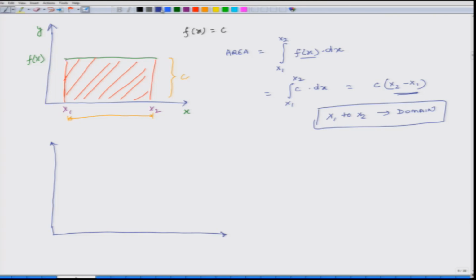So, now moving on and going back, I have another function f x. This is my y axis, x axis, but it is very complicated, and I have to find the area between x 1 and let us say x 2. So, this is the area I am interested in.